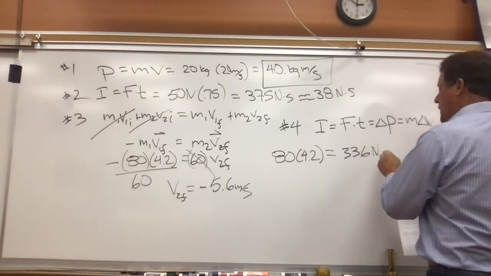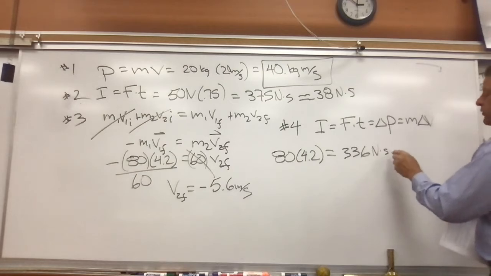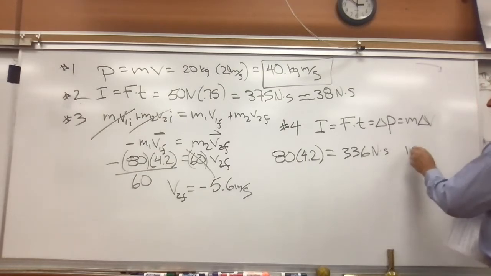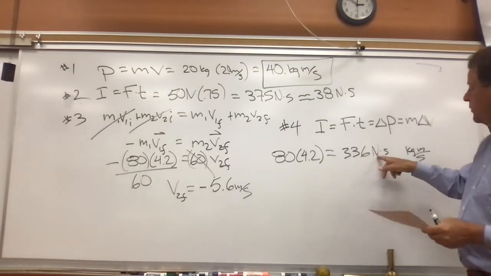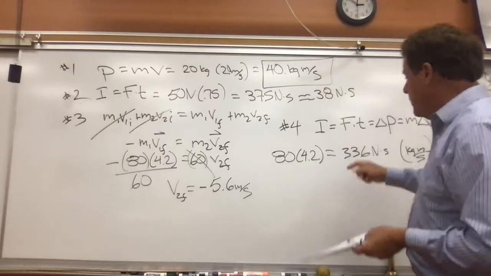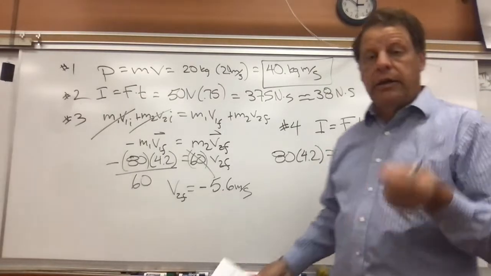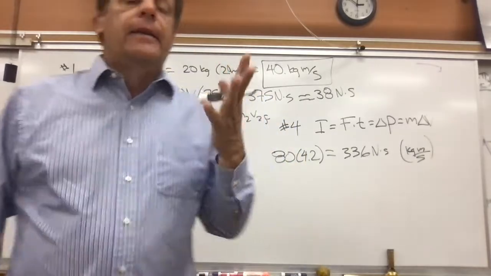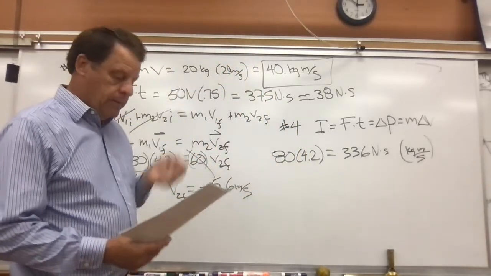Newton seconds. But we also notice that those units could also be kilogram meters per second. Kilogram meters per second is the same unit as a Newton second. Typically, when you talk about impulse, you use Newton seconds, and when you talk about momentum, you use kilogram meters per second. But they're the same thing, and they would both be correct.